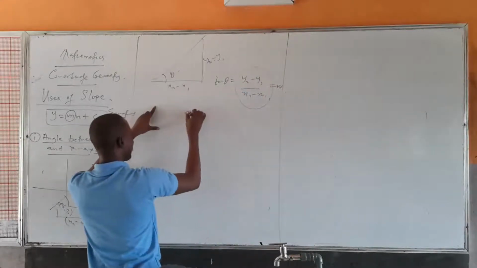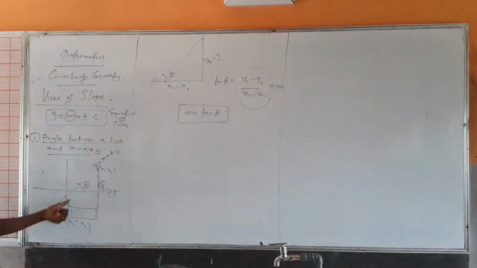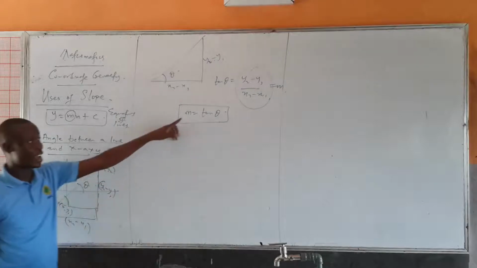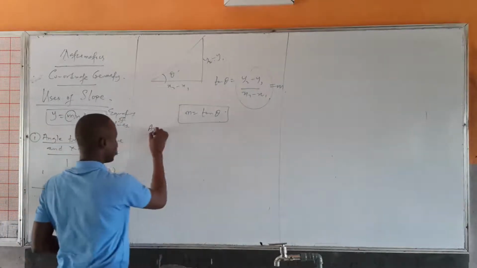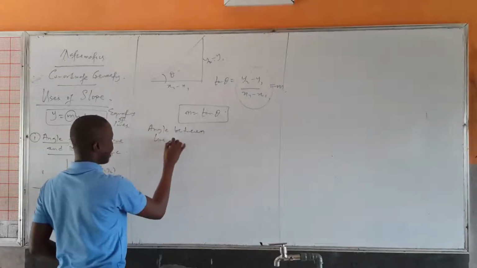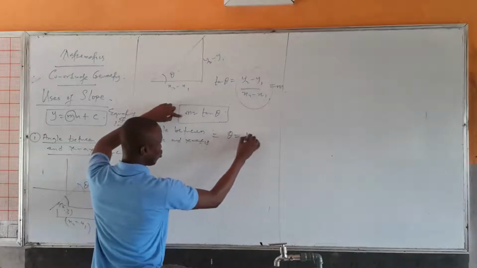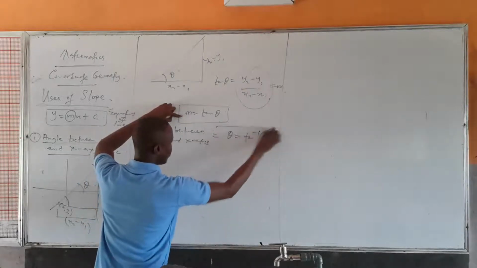So anytime you are looking for the angle between a line and the positive x-axis, all you need to do is to find the inverse tangent of the slope. The angle between a line and the x-axis will be what? From here, theta will be arctangent of m.